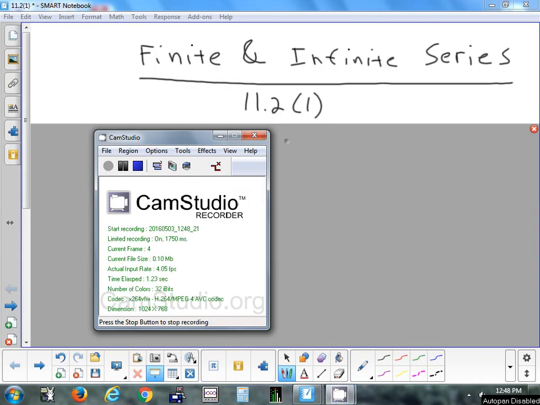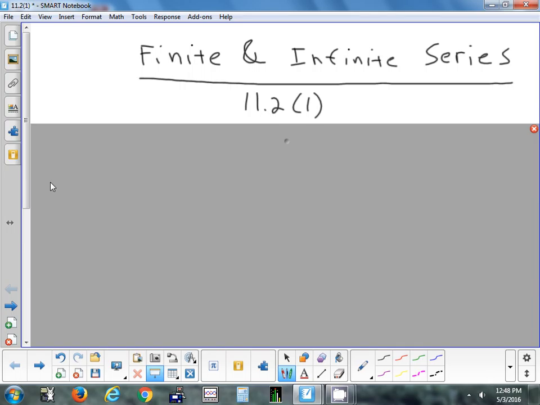Okay, so we're going to look at section 11.2, which is on what's called a series, which is basically the next step from looking at a sequence. A sequence is a list of numbers. A series is when we add up a list of numbers.